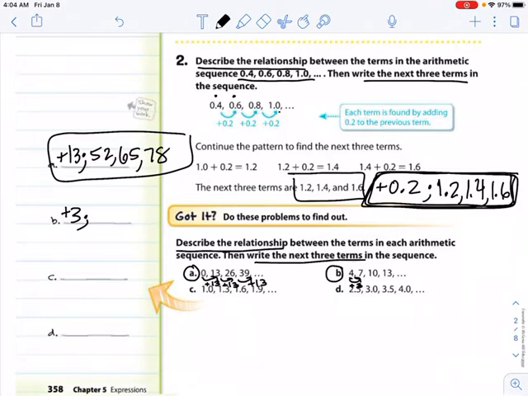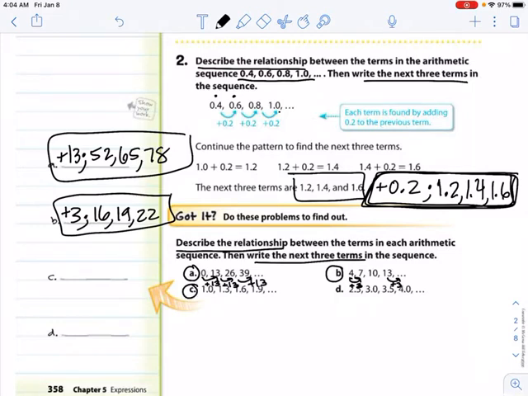And then to find the next three terms, we're looking at our last term in the sequence, and we're just going to be adding 3 to it. So that next term would be 16, and then we're going to add 3 more, which would be 19, and then 3 more, which would be 22.